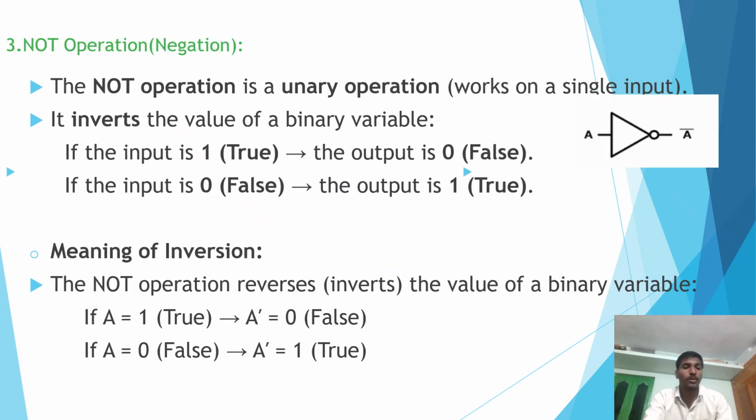Third one is NOT operation. The NOT operation is a unary operation, works on a single input. It inverts the value of a binary variable. If the input is 1, the output will be 0. If the input is 0, the output will be 1. Meaning of inversion: the NOT operation reverses or inverts the value of a binary variable. If A equals 1, A dash will be 0. If A equals 0, A dash will be 1.